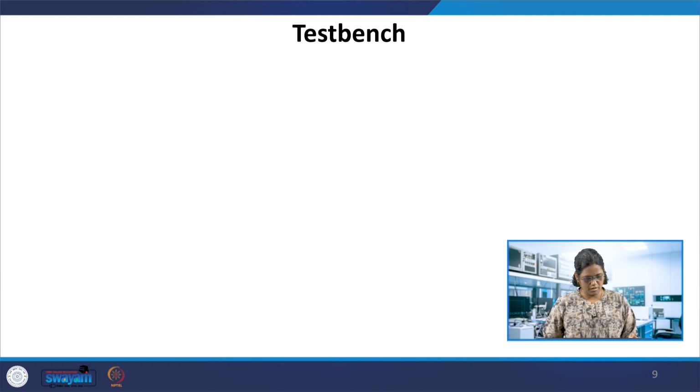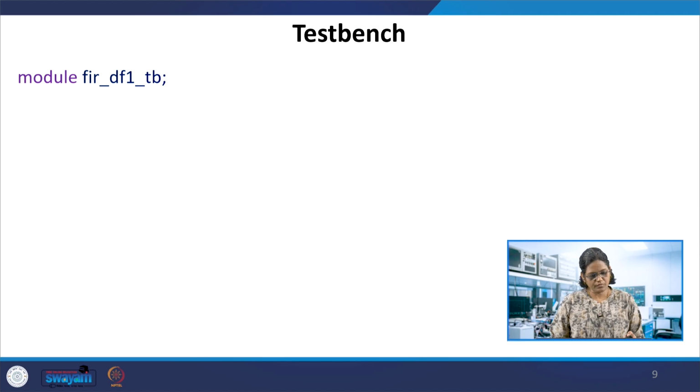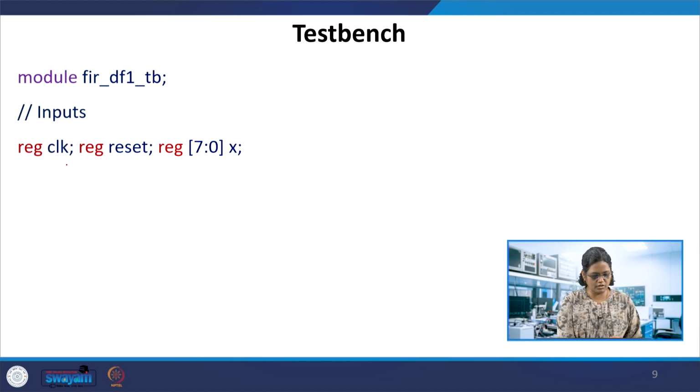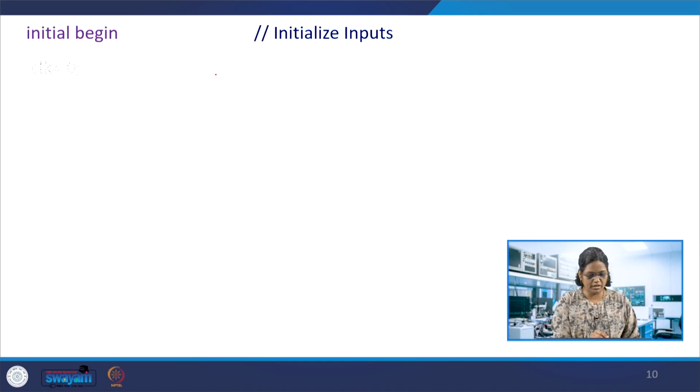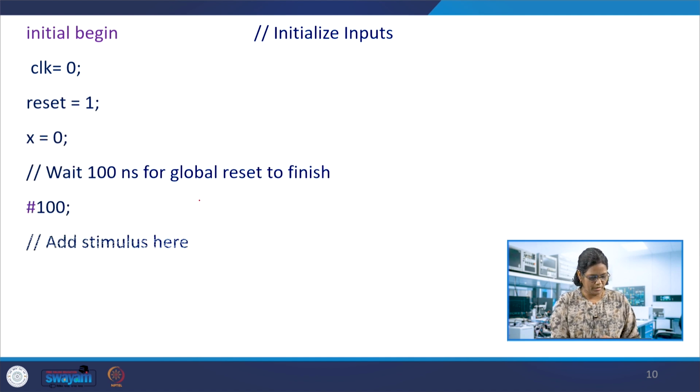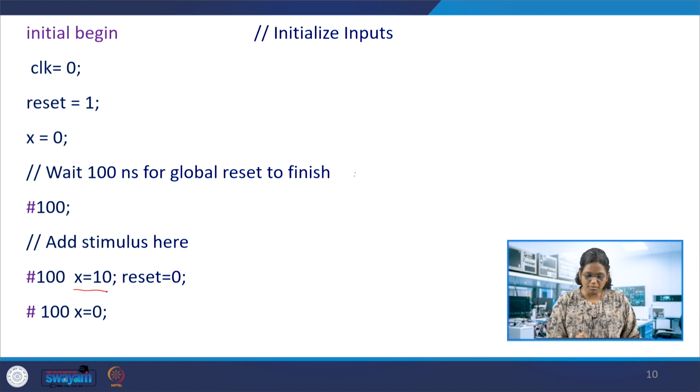So, here this is end module, and then we go to the test bench FIRDF1. So, clock, reset, and x input is 8 bit, output y is again 8 bit. Instantiate that module, and then initialize the inputs: clock 0, reset is 1, x is 0, and wait for some time, and then add stimulus over here, x is 10. Here we make reset 0, and x is 10 for some time, and then make x equal to 0. This is to find the impulse response. What would be the response?